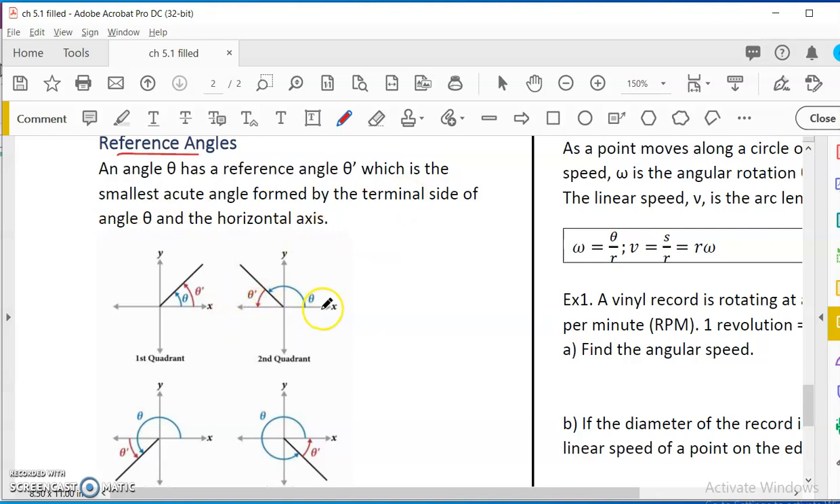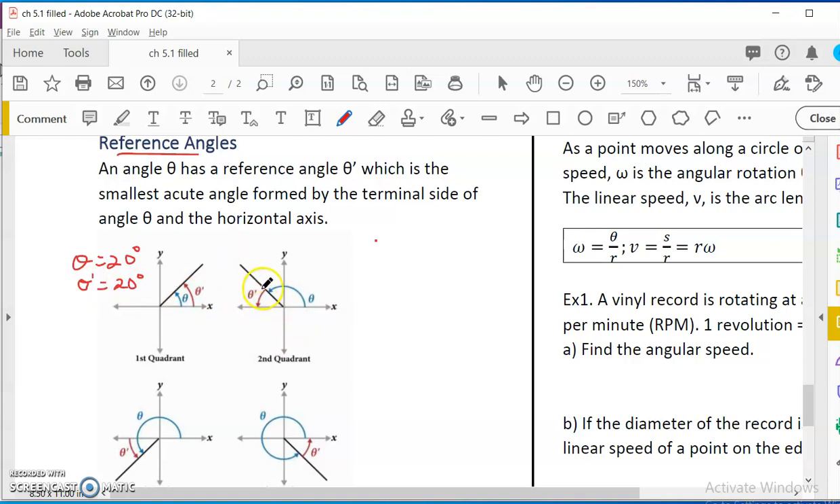So we look at the horizontal axis. Later on we would draw a triangle so that we can use the Pythagorean theorem, and if your angle is greater than 180, you cannot draw a triangle. So we want to draw a triangle that always has the base on the x-axis. If the angle is in the first quadrant, your reference angle is here. So if my theta is 20 degrees, theta prime is 20 degrees. The reference angle is 20.